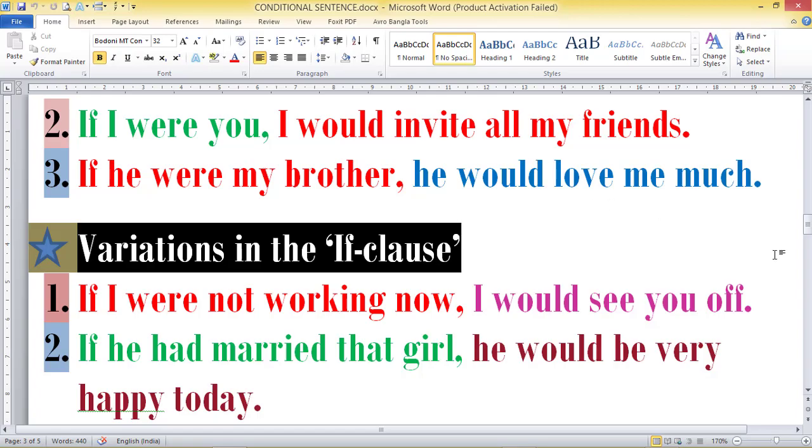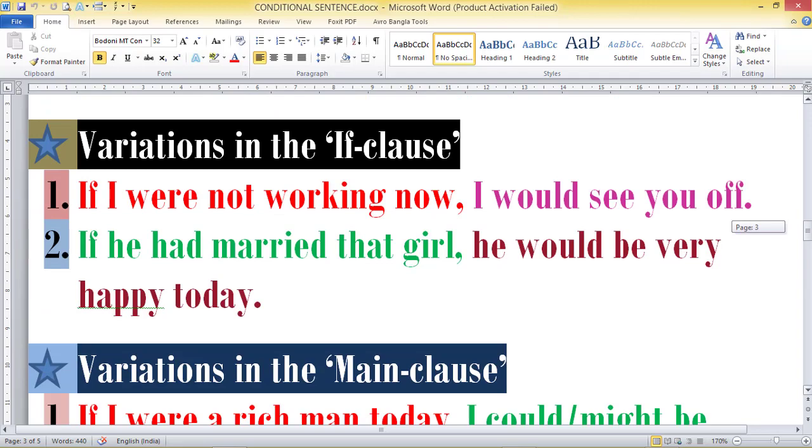Now let's go to the variations in the if clause in case of conditional sentence type 2. So variations in the if clause: if I were not working now, I would see you off. If the situation demands, you can use different forms of tenses in the if clause. Here, if I were not working now, I would see you off. As I am working, it's not possible for me to see you off.